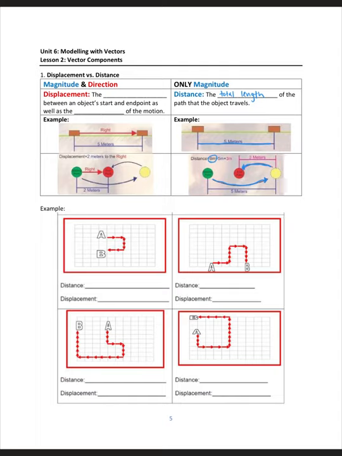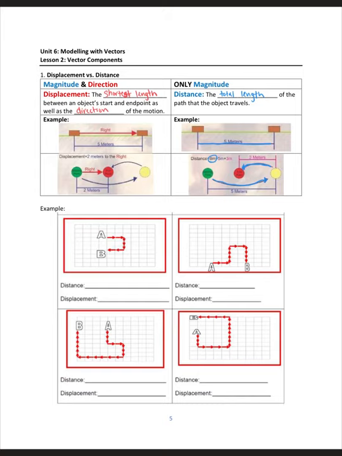When we start talking about displacement, which is the word we're going to use lots when we're relating to vectors, that displacement discusses the magnitude and the direction. So the displacement is the shortest length between an object's start and end point, as well as the direction of the motion. So again, shortest length tells us that that's the magnitude, and then as well as the direction that it's traveling, that's our direction. So displacement, just like a vector, is your length, your magnitude, and your direction.